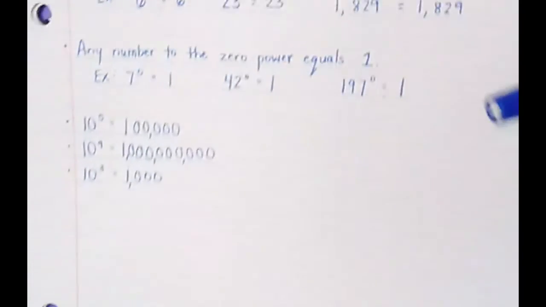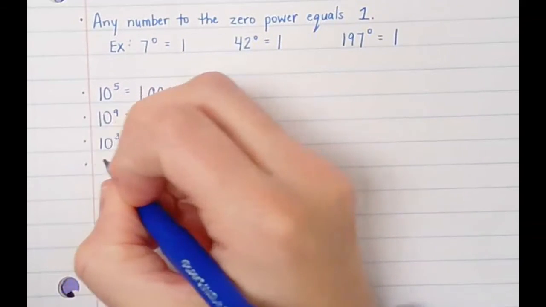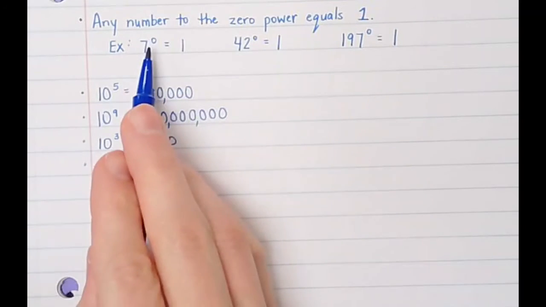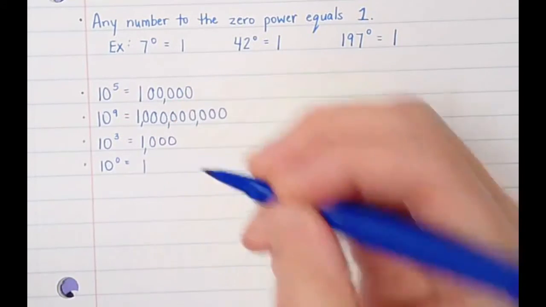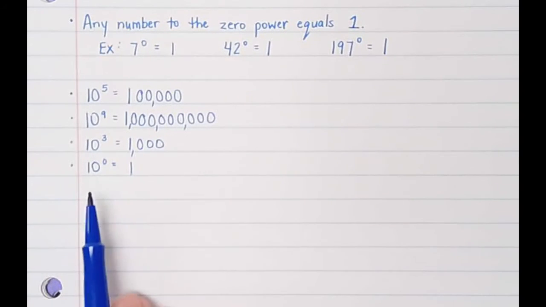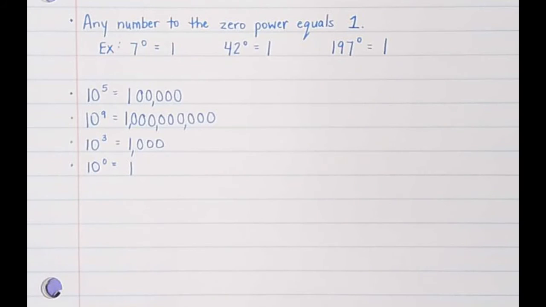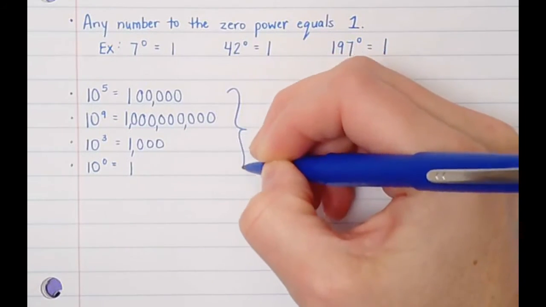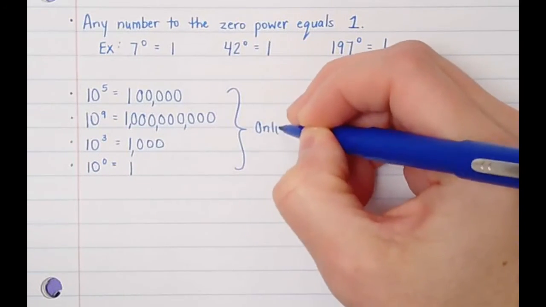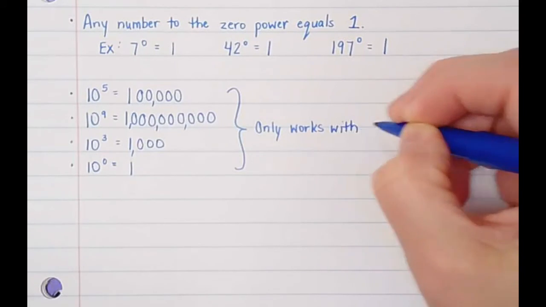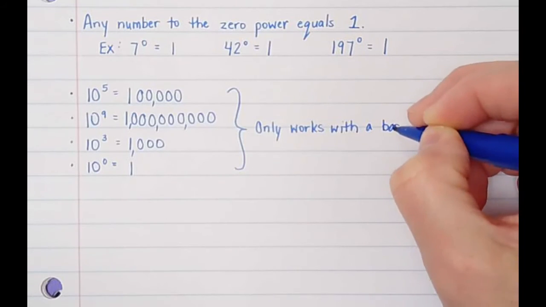All right, but then don't get confused. Remember my rule, 10 to the 0 power. Well, remember, anything to the 0 power equals 1. But even so, put your 1, and then that tells you how many zeros you put. Well, I'm not putting any zeros, so it's just 1. Okay? Remember, that's only with tens. Okay? So let's put that so we don't forget. Only works with a base of 10.